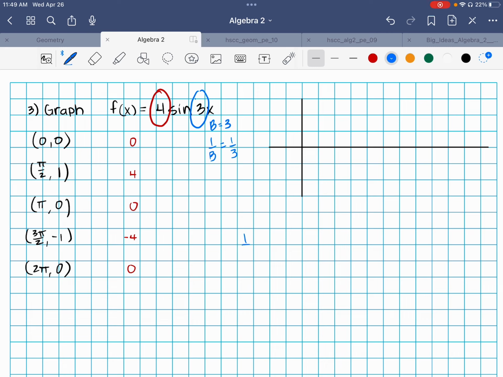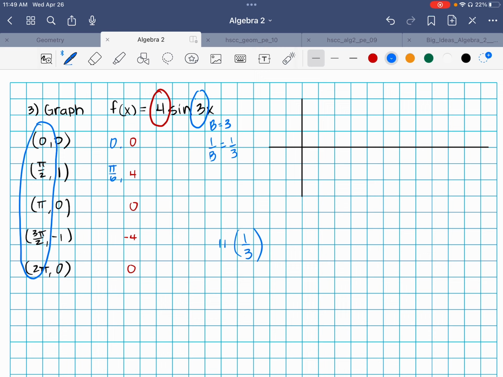So I'm going to write down the 1/3 as a helper to us, and then we're going to grab all of these x values right here, and we're going to multiply them all by 1/3. 0 times 1/3, well, that is a big fat 0 right there. So we're going to have 0, 0. Next, we're going to do pi over 2 times 1/3. Pi over 2 times 1/3 is pi over 6. So now we have our second point at pi over 6, 4.